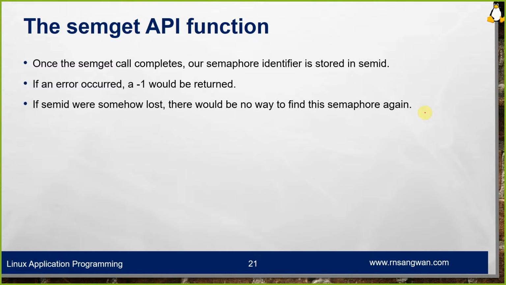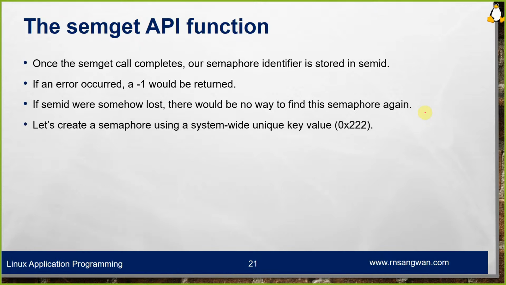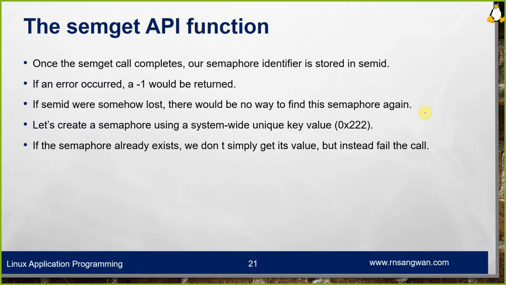If semid was somehow lost, there would be no way to find this semaphore again. Let's create a semaphore using system-wide unique key value hexadecimal 222. If the semaphore already exists, we don't simply get its value, instead we fail the call.